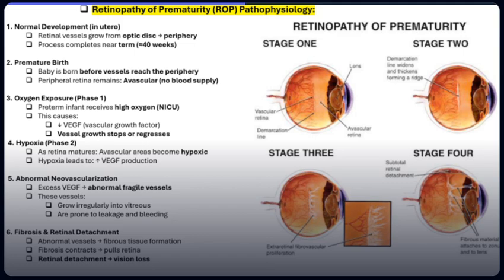Given this sequence, how does the transition from a simple demarcation line to a thickened ridge signify the shift from a stagnant growth front to an active pathological proliferation?